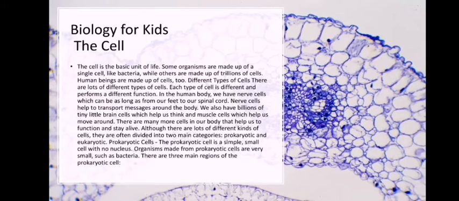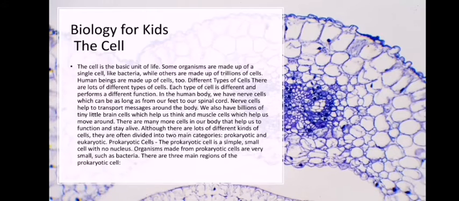We also have billions of tiny little brain cells, billions of them, which help us to think, and muscle cells help us to move around. That's obvious, because it's muscle, it helps us to move around. Earlier they said cells are different from each other, for example, brain cells and muscle cells are different. There are many more cells in our body that help us to function and stay alive.